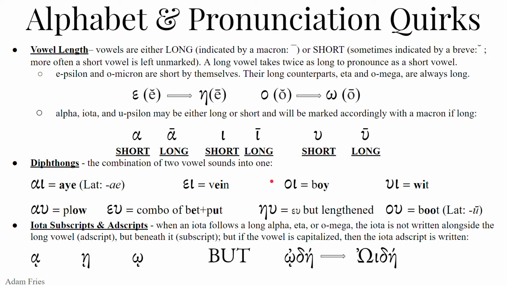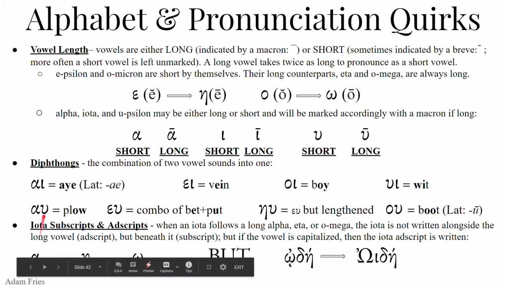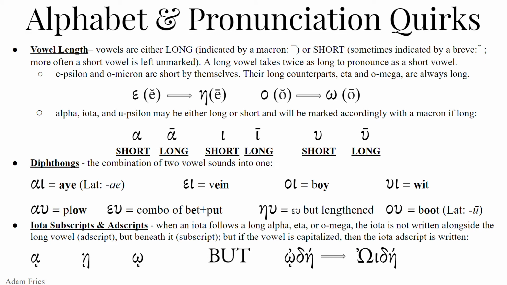Now, iota does some funny things. We have an iota subscript and iota adscript. And if you know your Latin, subscript means written underneath and adscript means written next to. So when an iota follows a long alpha, eta, or omega, we typically do not write the iota alongside the long vowel. That would be an adscript, but typically beneath it, the subscript. So if this alpha were long, then we would typically not write the iota after it like this, but instead like this, where we have the alpha and then the iota is written like a little itty bitty guy, subscript written underneath.